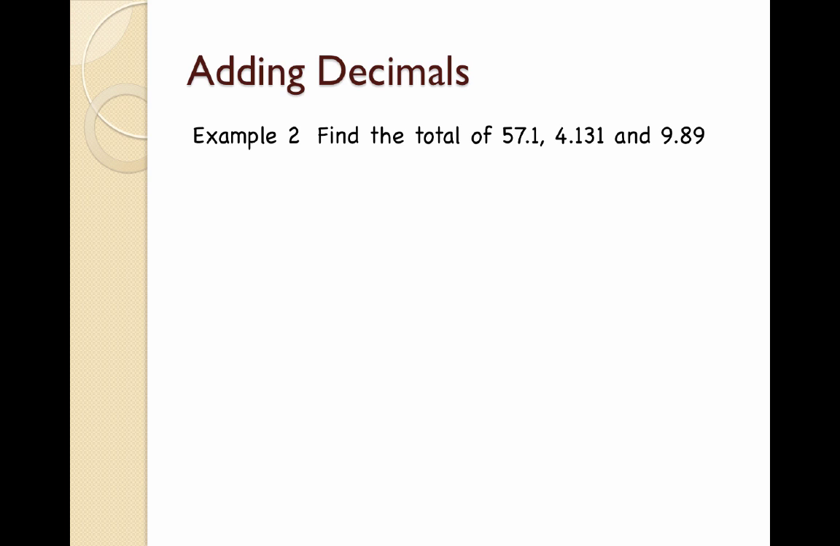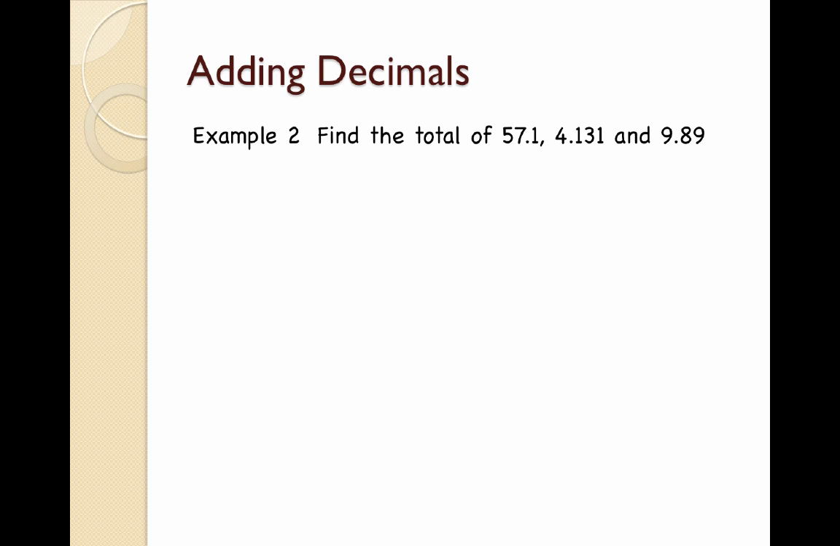Let's take a look at a more difficult question. Here I'm asked to find the total of 57.1, 4.131, and 9.89. What makes this difficult is that it's a worded question. We have to know that the word total means to add. And we also see three different numbers, all with decimals, but all with different number of decimal places after each decimal point.